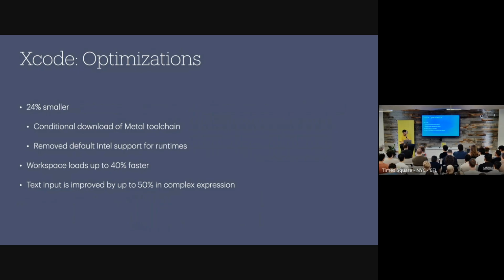The one that I really care about, because at LinkedIn our project is super large, is that the workspace load is now supposed to be up to 40% faster, and that's generally for larger workspaces. I gave that a try, and it felt faster. So it's great. The other one, which I don't know how it can be tested, is that text input is now 50% faster in more complex expressions.